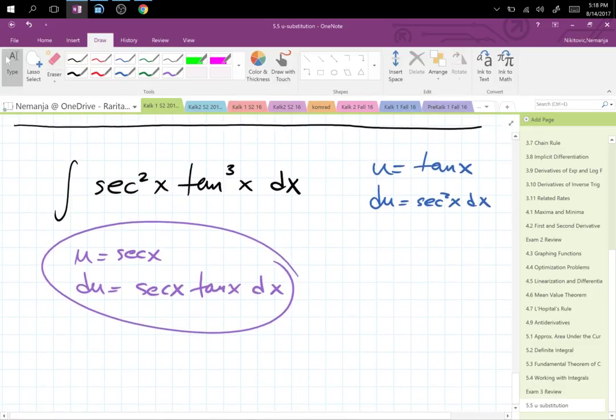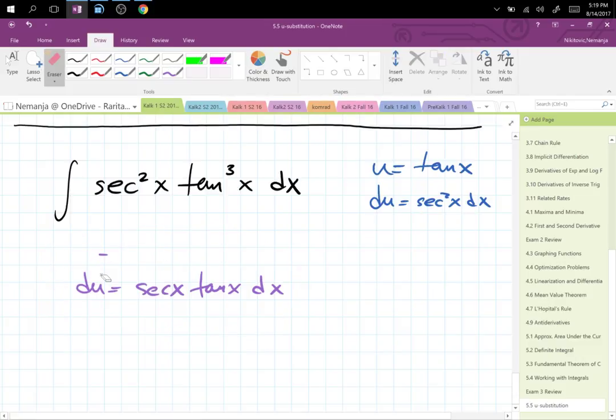Actually the problem can be solved that way also, but it's much more work. Because this secant now, you have to break into secant times secant. 1 secant goes for u, 1 secant goes for du, and then you have 2 tangent squares left. You transform those into secant squared minus 1 using the Pythagorean identity. So it will be a lot of work to solve it this way.